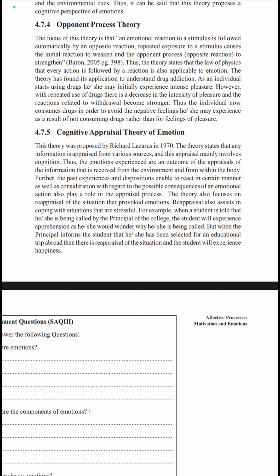When a student is told that he or she is being called by the principal, the student will experience apprehension. But when the principal informs the student has been selected for a prize, take this example from the book. A student is called to the principal. At first he's very scared, he's very afraid that the principal will probably rusticate him, say something bad, or call his parents, something bad will happen. But the principal actually announces that you're getting a prize, a reward, or some kind of school trip, some special privileges. So now he will reassess that situation when the principal called him, and now for the same situation he will start having good feelings. So this cognitive appraisal theory also works on the reappraisal of the situation.